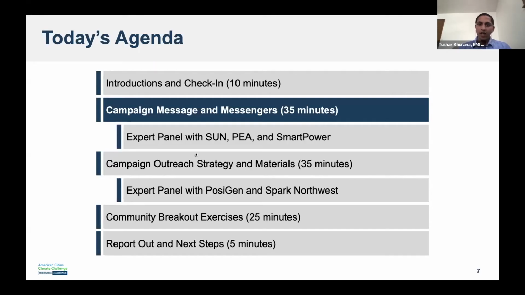With our focus today on campaign communication and outreach, we'll begin by discussing how to develop a campaign message and identifying campaign messengers. Now, we have a lot of experts on the call today from Solar United Neighbors, Philadelphia Energy Authority, Smart Power, PosiGen, and Spark Northwest, and we want to spend as much time as we can hearing from them. So I'm going to start us off with an outline of themes to consider as we develop our campaign message and pick messengers, and then we'll have a quick Zoom exercise from our experts to let them weigh in visually, but then we'll spend a decent amount of time just hearing from them about their insights and advice.